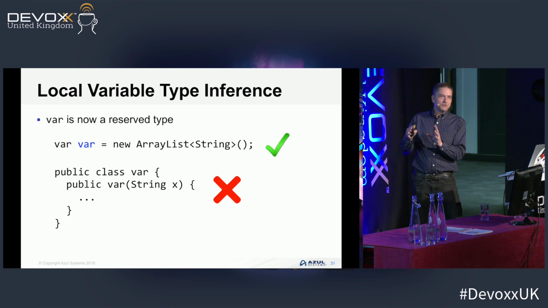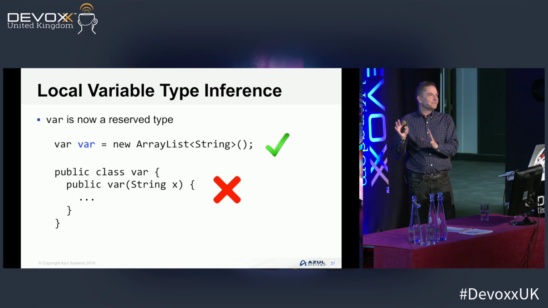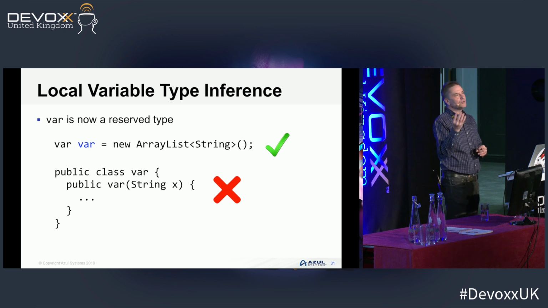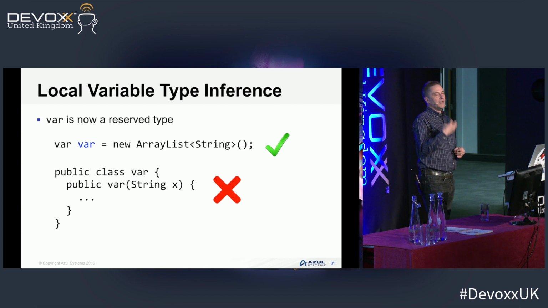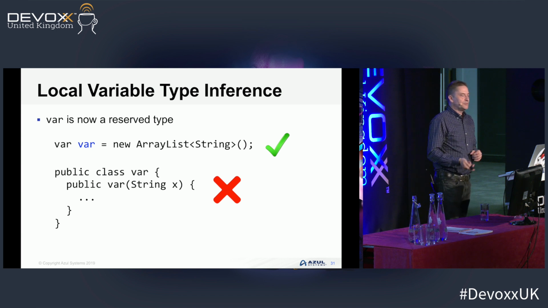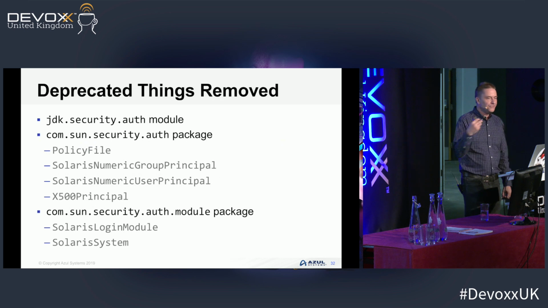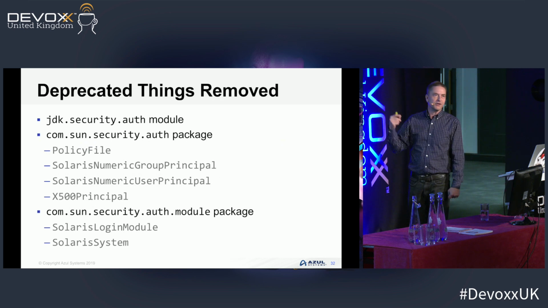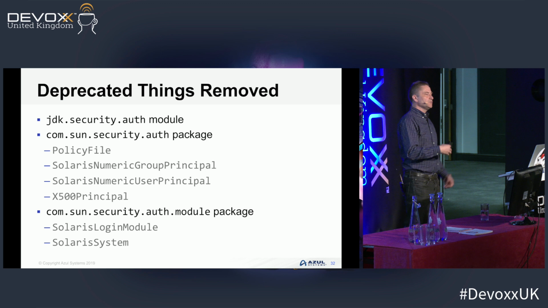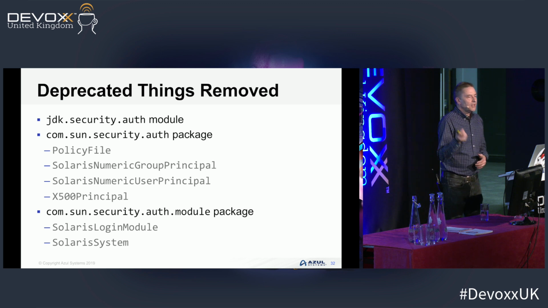So what we do is we say, okay, now, because it's a reserved type, you can't create a class called var with a lowercase v. You can still create var with an uppercase v, just not var with a lowercase v. So that is one thing that could potentially catch you out on JDK 10, should you have done that. A few other things have been removed from deprecation. As I say, these are things where they're gradually doing some tidying up.